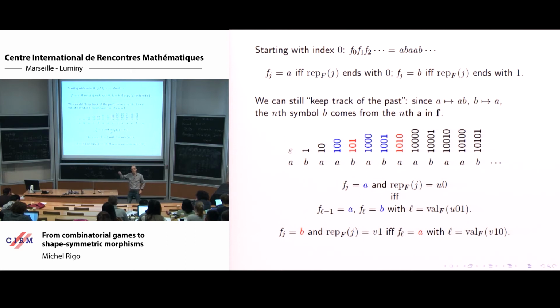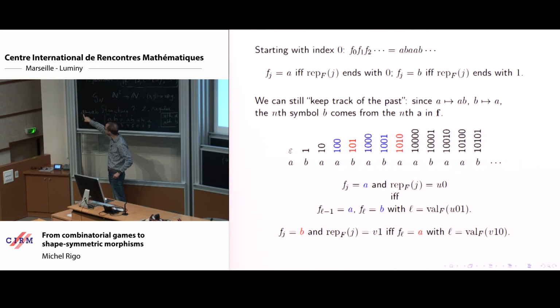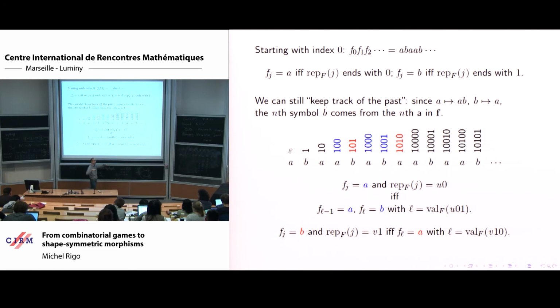Yeah, but B only comes from the image of A, right? And what I would like is to know where is the nth occurrence of A and the nth occurrence of B, because I would like to play Wythoff's game. And so if I know where is the nth letter A, this nth A will produce the nth B in the sequence, right? And so I guess this is more or less what I have written down there. You see, the nth letter B is coming from the nth letter A.